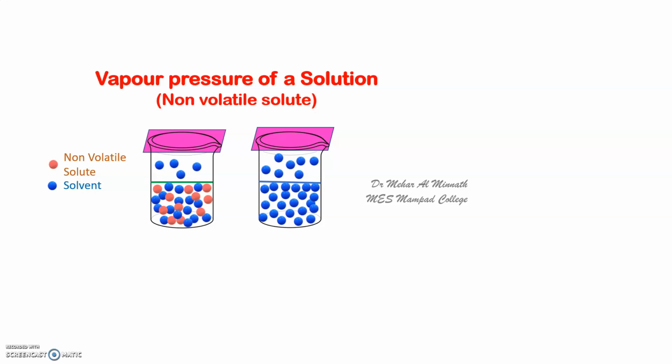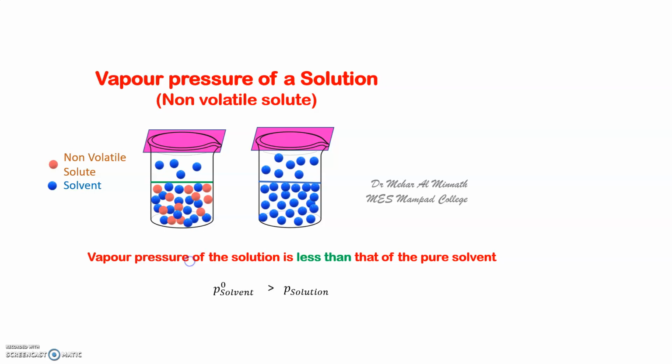Since the number of solvent vapors above the solution is less when compared to the number of solvent molecules above the pure solvent, the pressure exerted by the solvent molecules on the solution is less when compared to the pressure exerted by the solvent vapors on pure solvent. Thus, we can say that the vapor pressure of the solution has been decreased when compared to that of pure solvent. So, P0 solvent will be greater than P solution, or the change in vapor pressure delta P is given as P0 minus P.